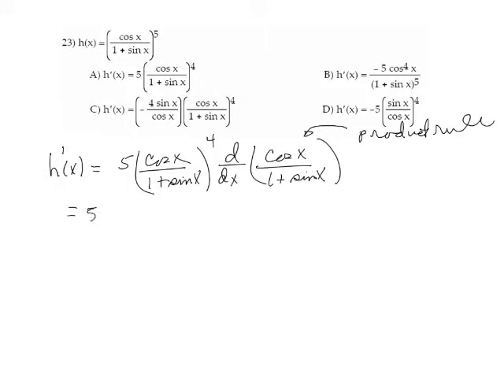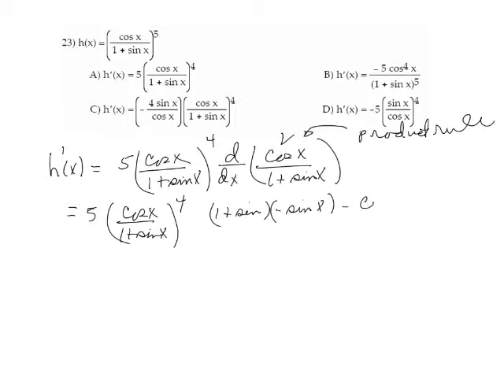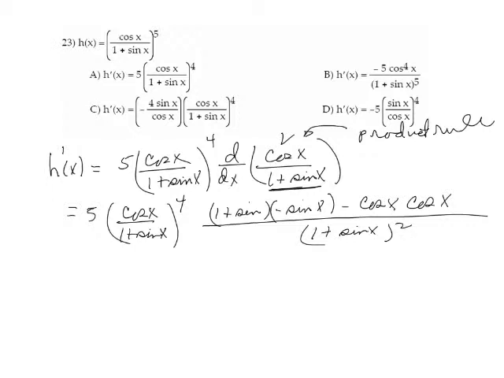Here you're going to use the quotient rule, and you get 5 cosine of x over 1 plus sine of x to the 4th power times 1 plus sine of x times the derivative of cosine of x, which is minus sine of x, minus cosine of x times the derivative of 1 plus sine of x, which is just going to be cosine of x, divided by 1 plus sine of x, quantity squared. That's a quotient rule.